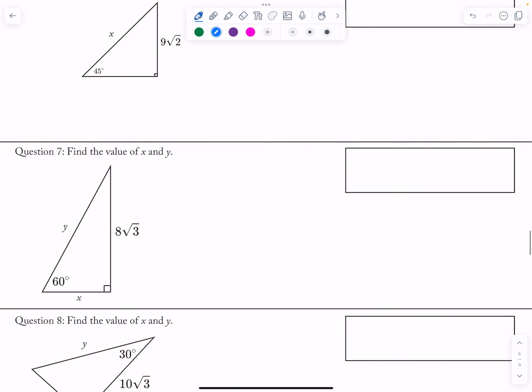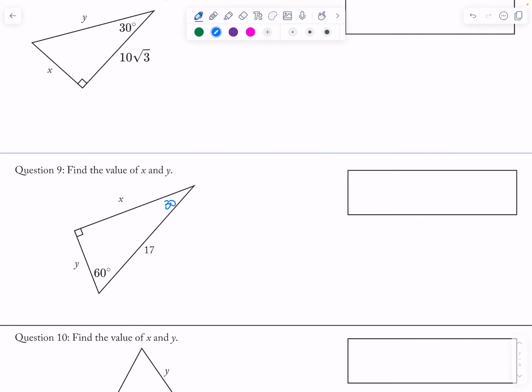7, so this is a 30-degree angle measurement. So this side is equal to x root 3. So if I have x root 3 is equal to 8 root 3, divide both sides by root 3, so I get x is equal to 8. So if x is equal to 8, my hypotenuse is 2x. So my y is equal to 16.